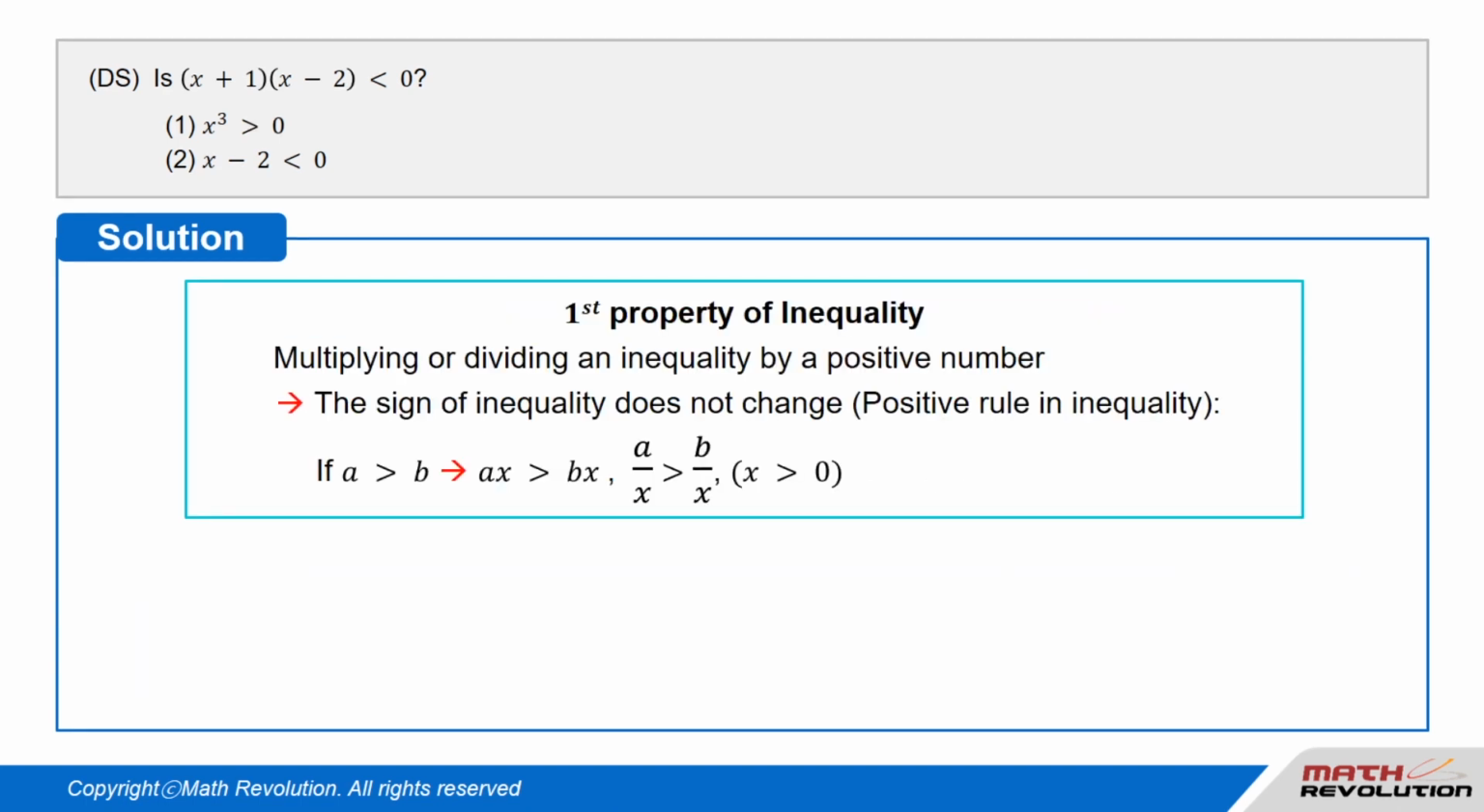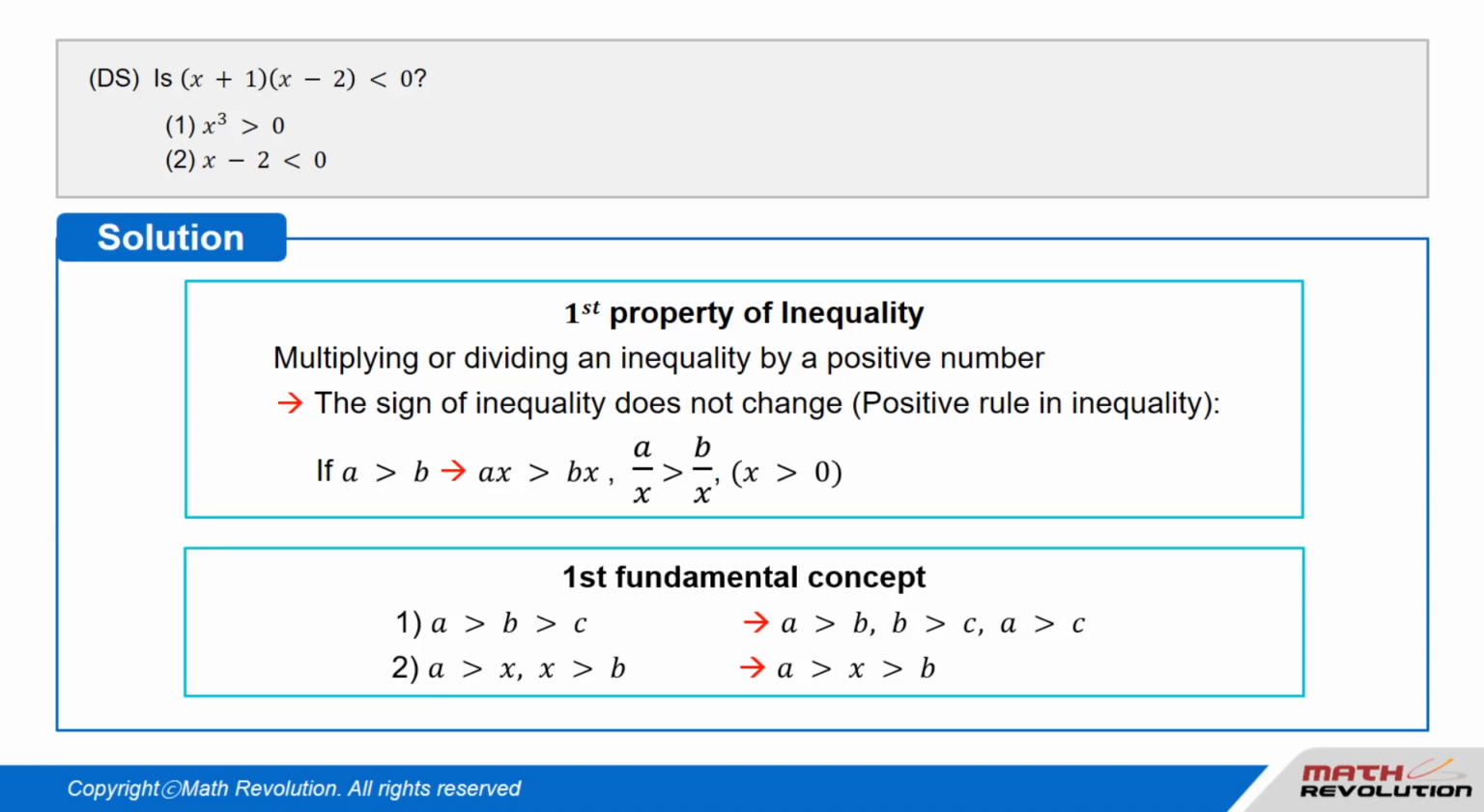The first property of inequality. Multiplying or dividing an inequality by a positive number does not change the direction of the inequality sign. Positive rule in inequality: if a is greater than b, then a times x is greater than b times x, and a over x is greater than b over x, where x is greater than 0.